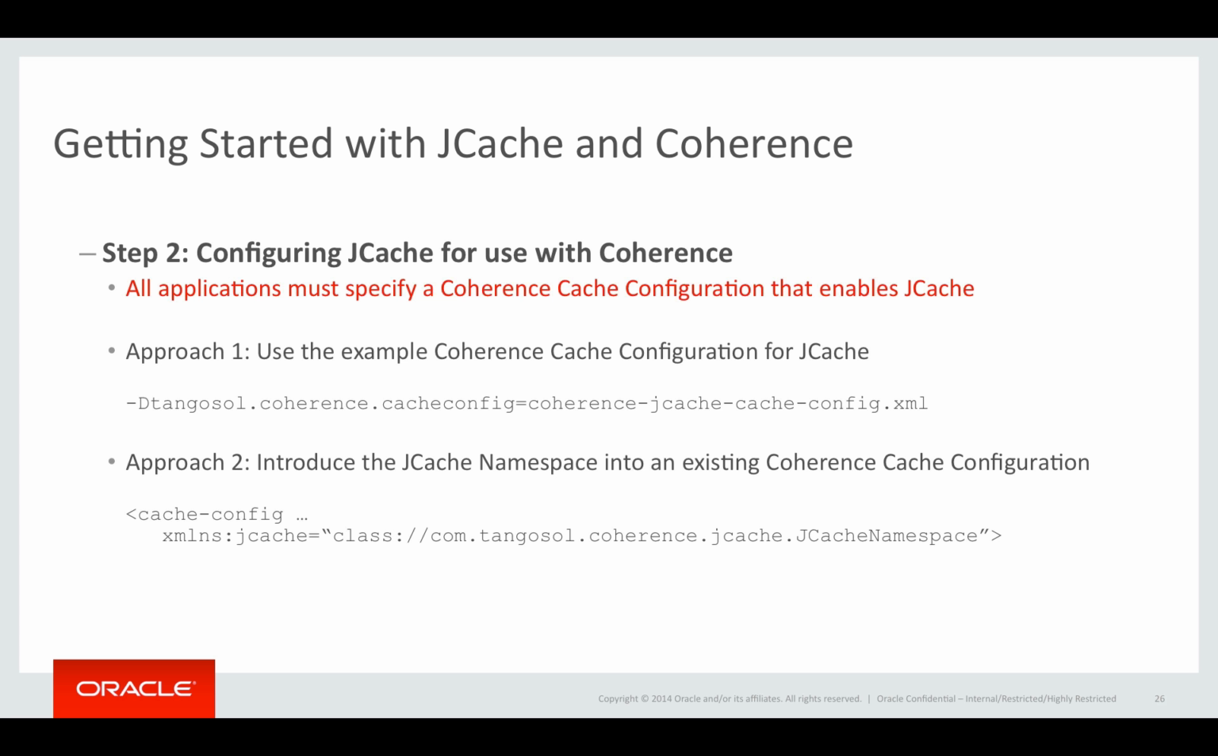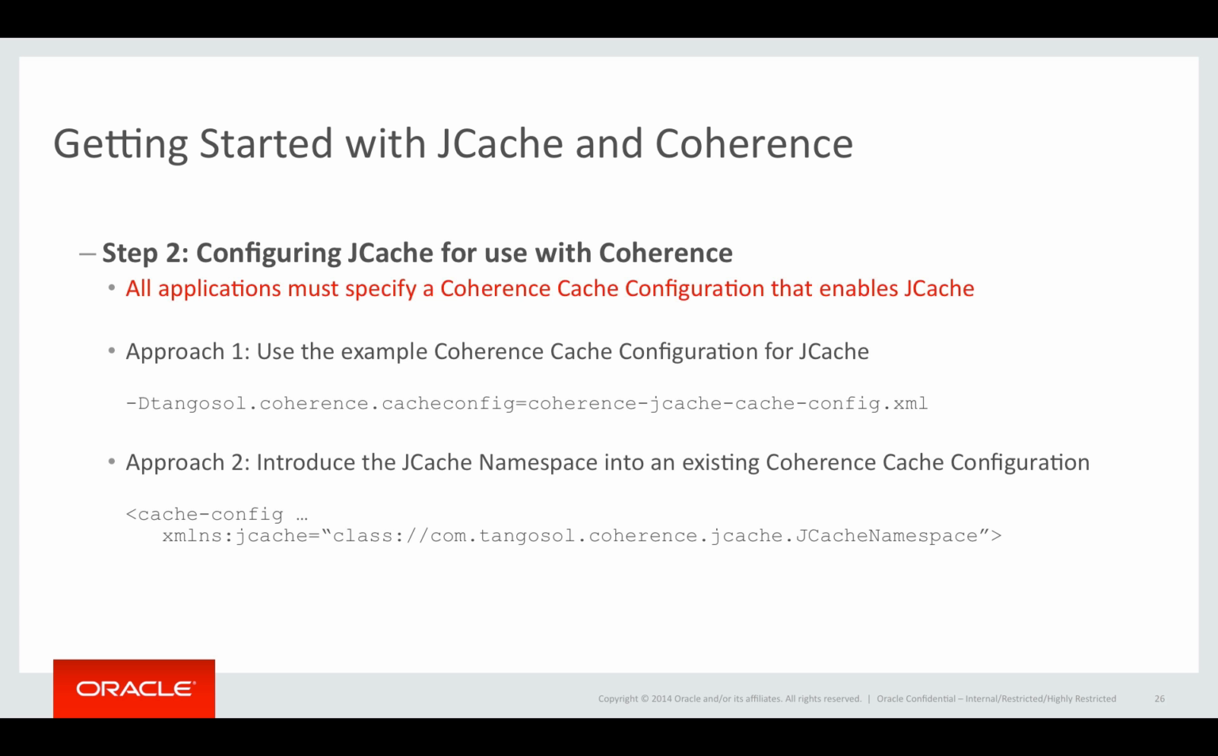The second step, and this is really the only Coherence specific step, is to enable your application to use JCache with Coherence. You'll need to do this regardless of how your application is set up. There are really 2 approaches to this. The first is you could use the example JCache cache configuration that's provided out of the box.